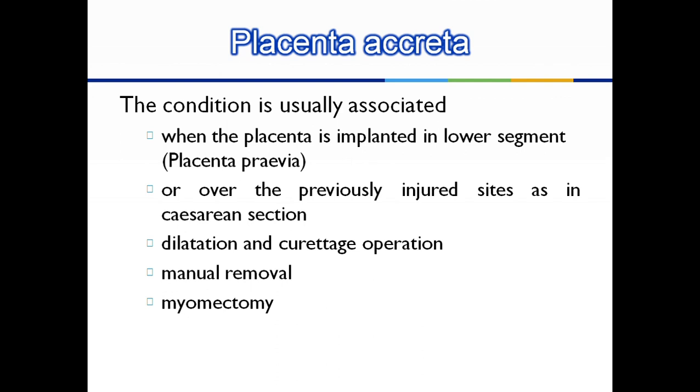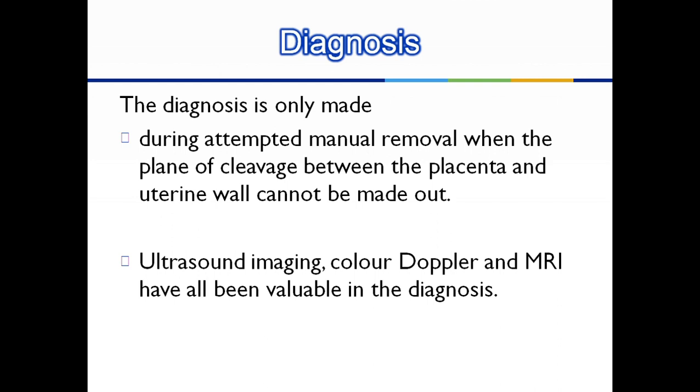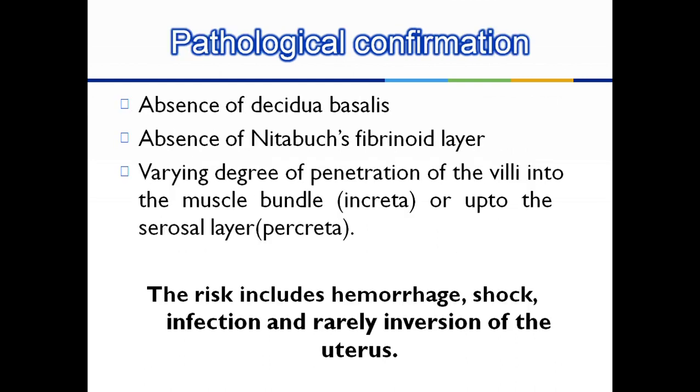Placenta accreta. This condition is usually associated with the placenta implanted in the lower uterine segment or over a previously injured site, as in cases of cesarean section, dilatation and curettage operation, manual removal, and myomectomy. The diagnosis is only made during attempted manual removal when the plane of cleavage between placenta and uterine wall cannot be made out. Ultrasound imaging, color Doppler, and MRI have all been valuable in the diagnosis.